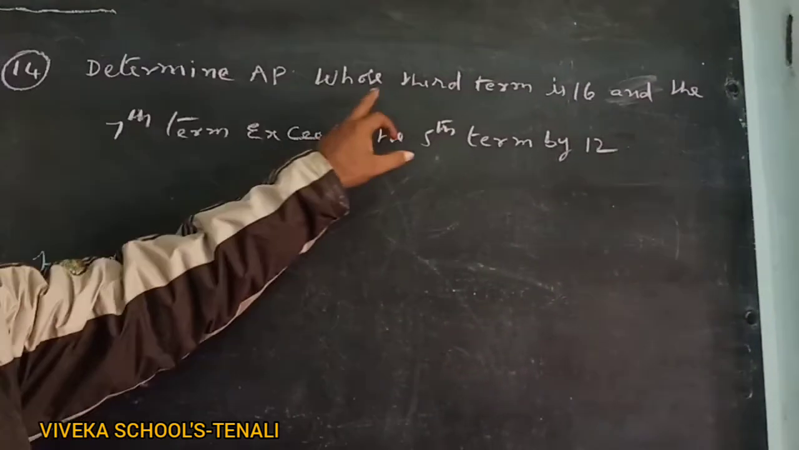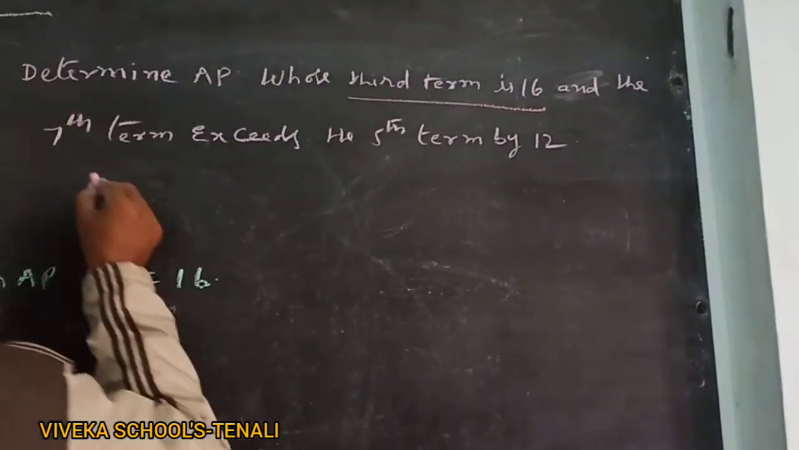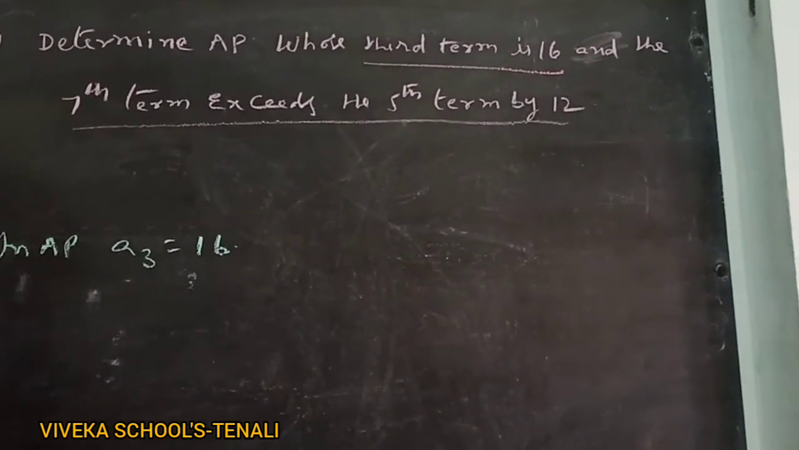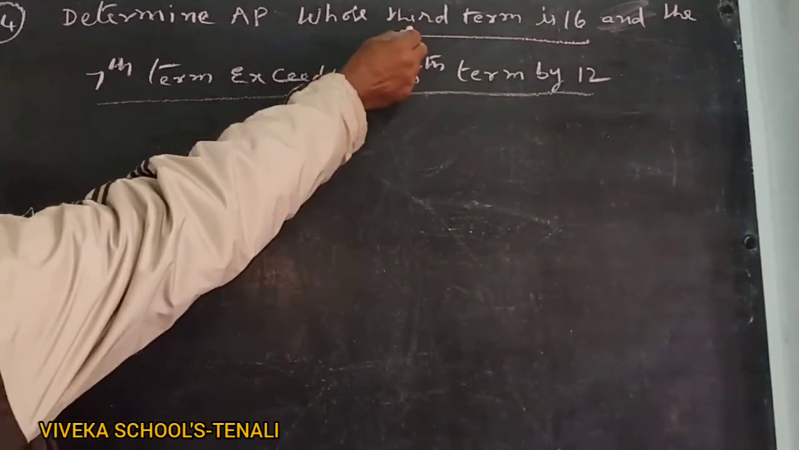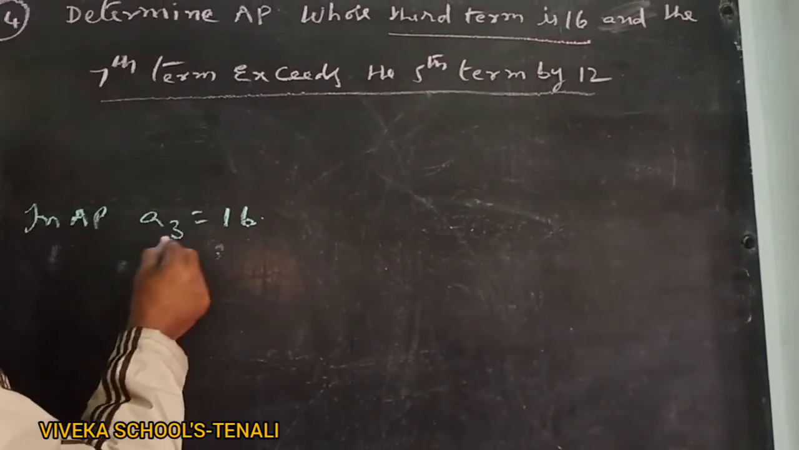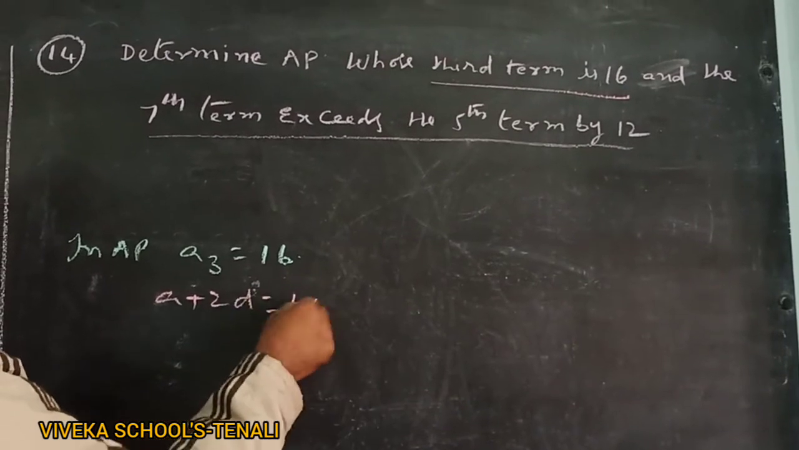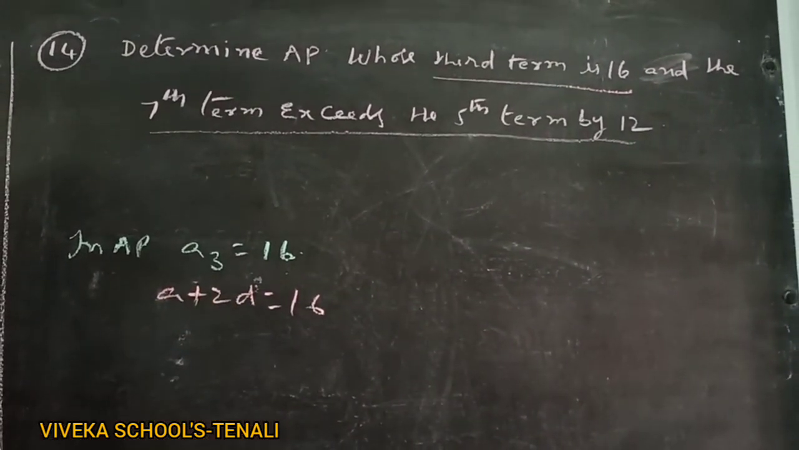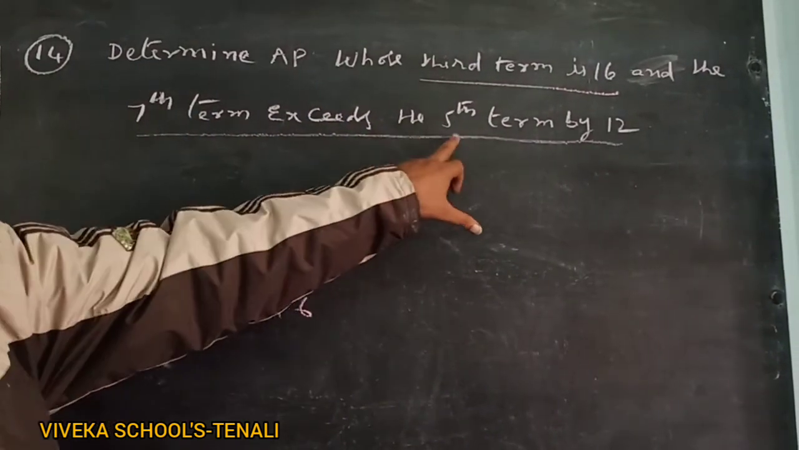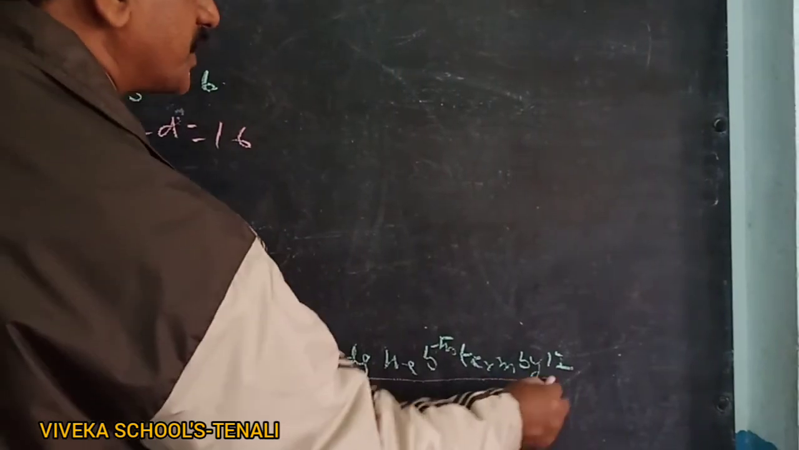Determine the AP whose third term is 16 and whose 7th term exceeds the 5th term by 12. In the AP, what is the first given? Third term is 16. A3 equals 16. A plus 2D is equal to 16. That is the first equation. And the second one: the 7th term exceeds the 5th term by 12.